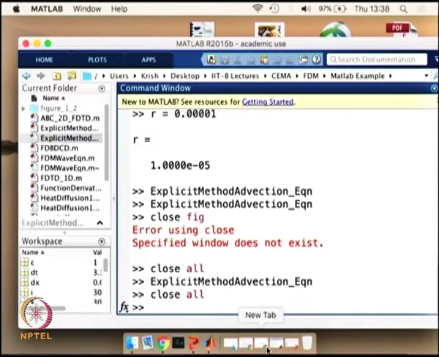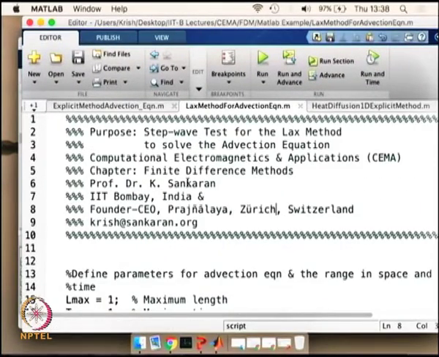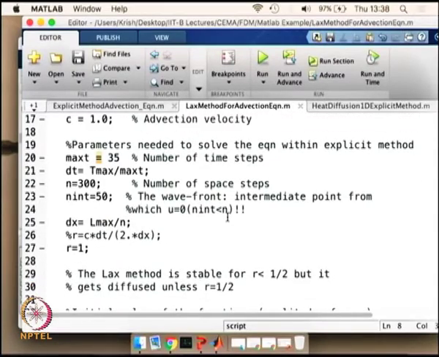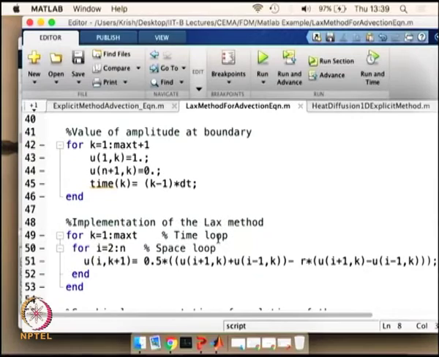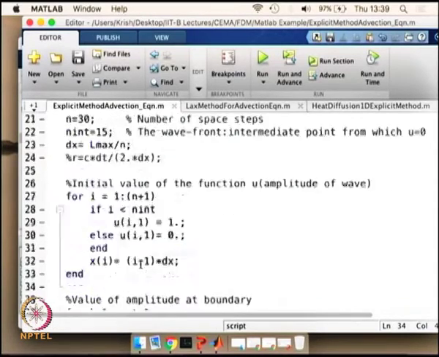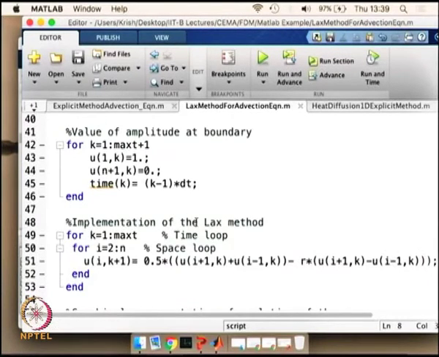So let's introduce the Lax method itself in this particular MATLAB code. As before, it's a step wave test function, and we are trying to use the value instead of the explicit method. We computed the value using u of i comma k. In the Lax method we are going to use 0.5 times u of i plus 1, k plus u of i minus 1, k, and we are taking the average of those.